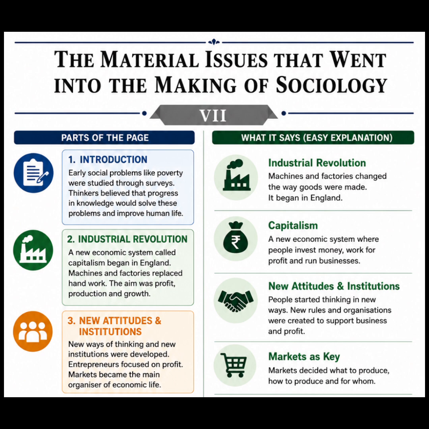What it says, in easy explanation. Machines and factories changed the way goods were made. It began in England. Capitalism is a new economic system where people invest money, work for profit, and run businesses. People started thinking in new ways. New rules and organization were created to support business and profit. Therefore, the market decided what to produce, how to produce, and for whom.